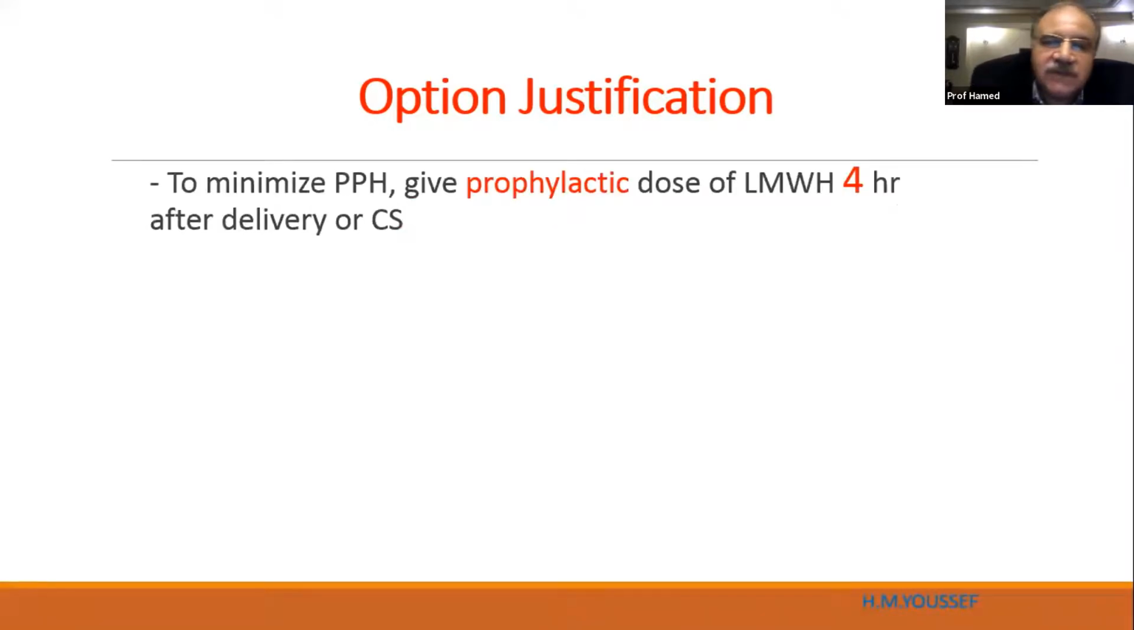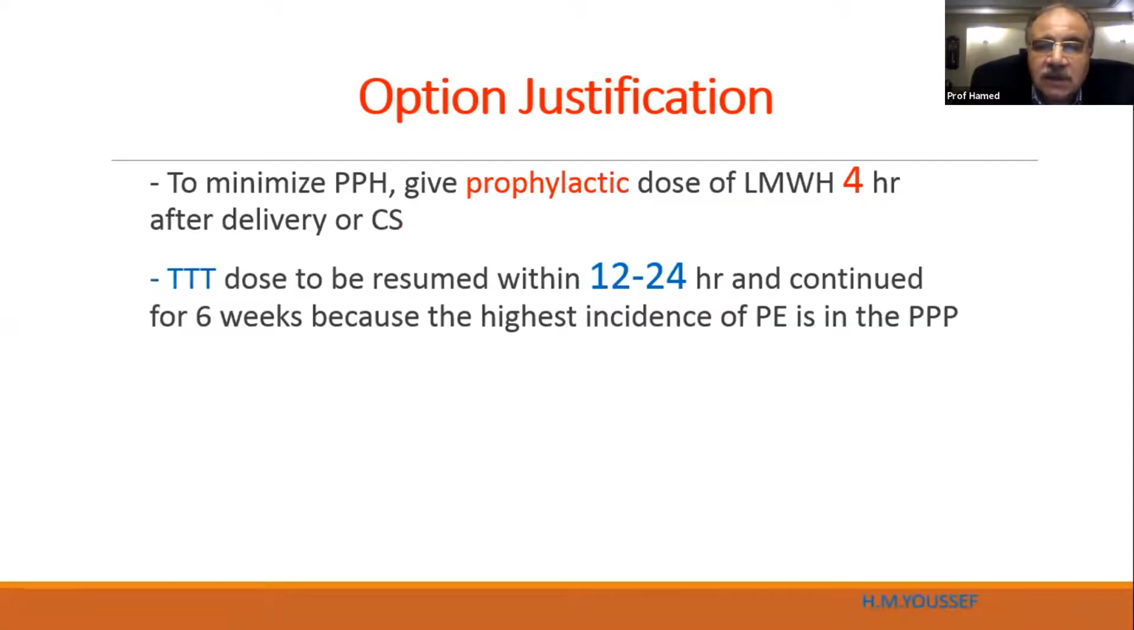The option justification: to minimize postpartum hemorrhage, you give a prophylactic dose of low molecular heparin, starting 4 hours after cesarean or after delivery, again in the absence of significant bleeding. And then the treatment dose is to be resumed within 12 to 24 hours and continued for 6 weeks, because the highest incidence of pulmonary embolism is during the puerperium.